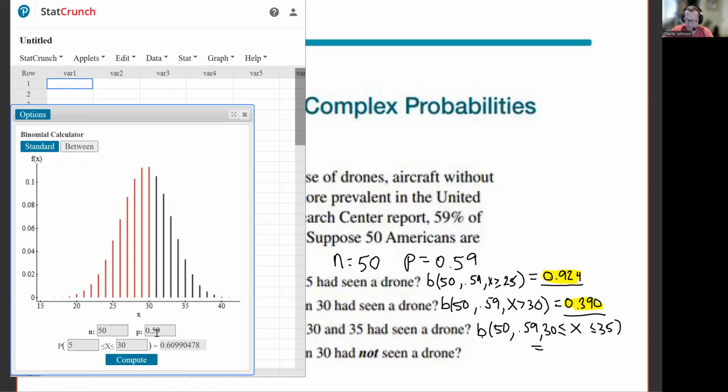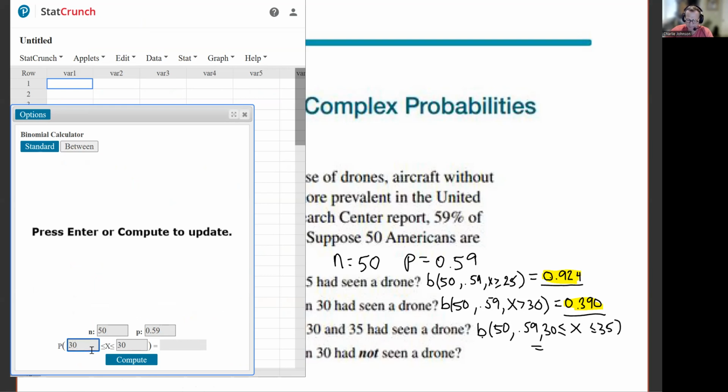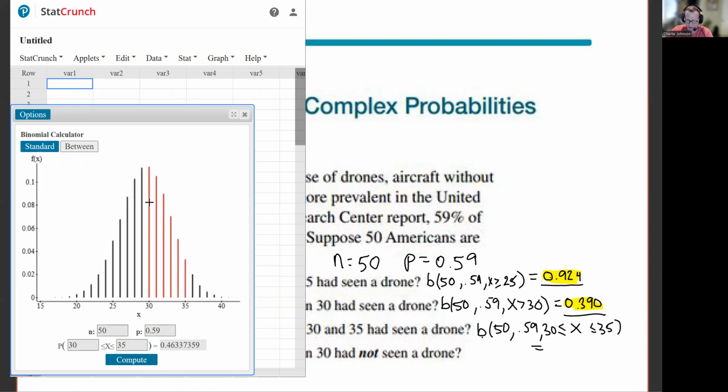N is still 50. Probability of success is 0.59. This time we want X to be greater than or equal to 30 and smaller than or equal to 35. We will see those bars in red. They've added up each of those probabilities for us to give us 0.463.